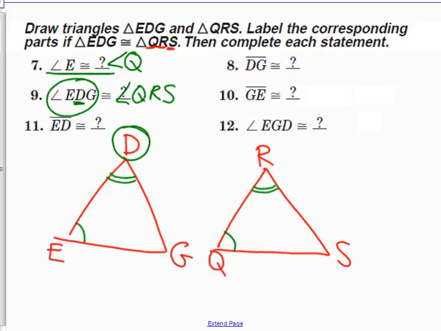All right, so now we're looking at segments. Segment ED. Well, where's segment ED? It's right here. That's congruent to which segment over here? Well, if I look at ED in the triangle statement up on top, I see ED is the first two, QR is the first two. So I'm going to say, okay, ED is the same as QR.